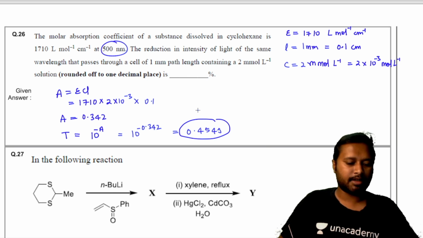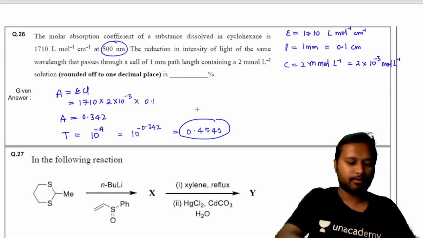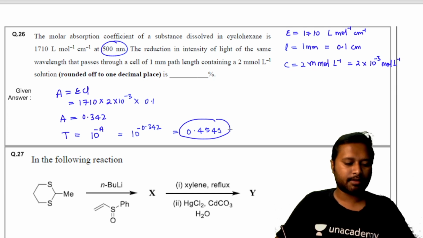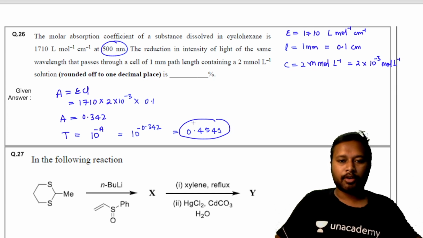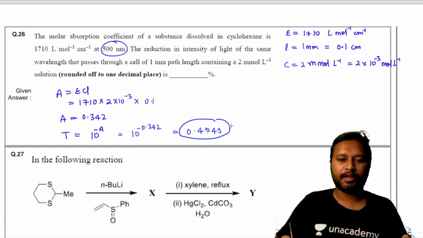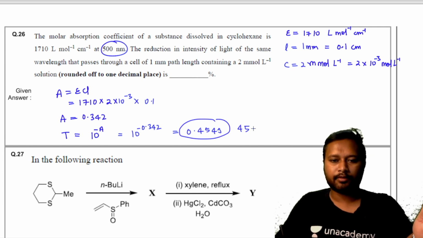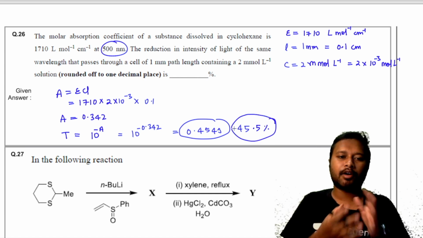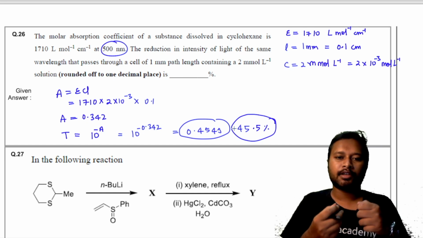Let me just recheck this because I think that's the correct value. Yeah, fine, this is correct. So this is your transmittance, this much amount of light is transmitted. Or if I express this in percentage, it will be 45.5. So 45.5% is transmitted. So what is the amount of light which is reduced?